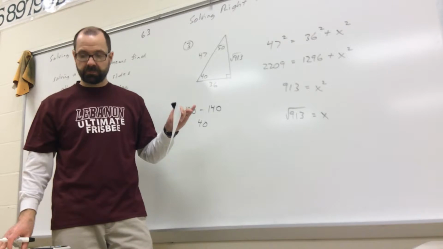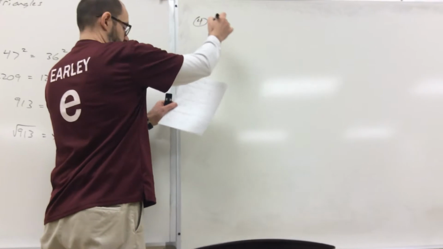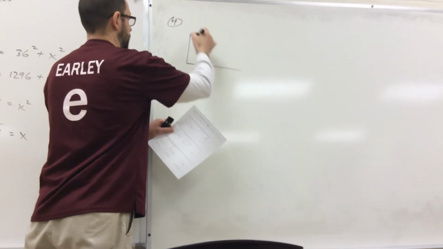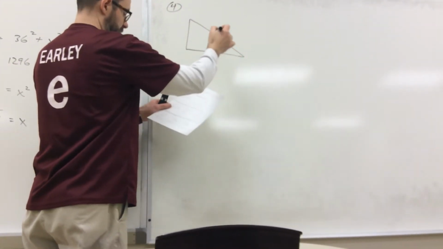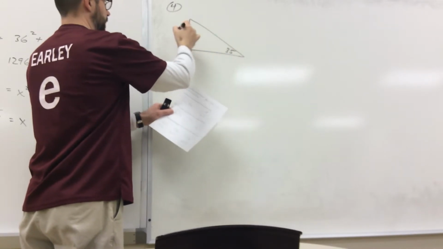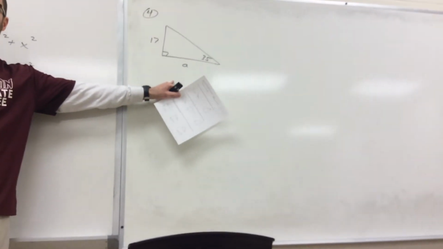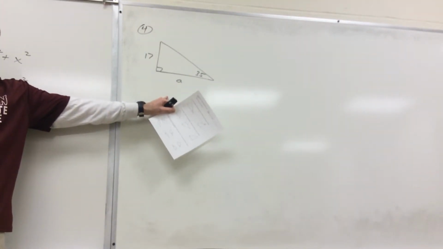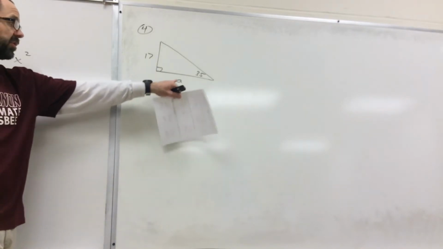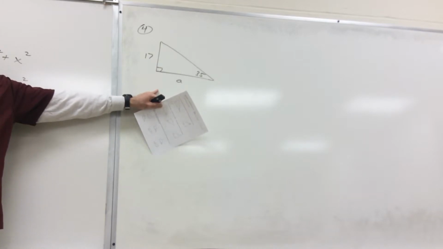All right, next I'd like to look at number 4. This one is not quite as involved. It just says find the value of the variable. The directions on number 4 do not say solve. They just say find the missing variable. So we're just looking for A. So how could we find A?